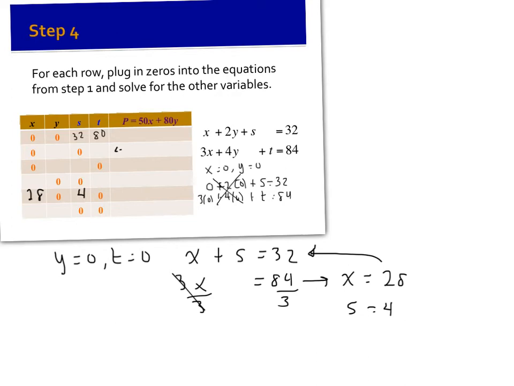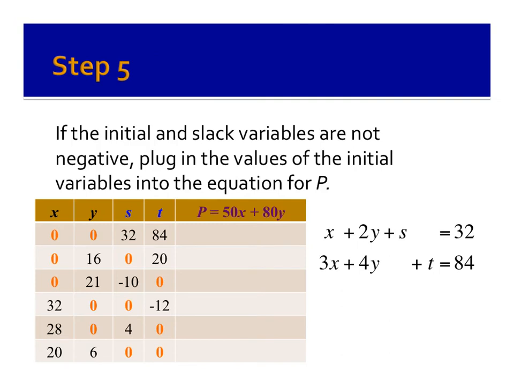Okay, well, welcome back. I'm glad you tried it. Now here we go. This is what you should have gotten. This is what the table should look like after you plug in the zeros that you find in each row into each equation. So now if the initial variables, that's these guys, and the slack variables, that's these two, are not negative, we plug in the values of the initial variables into the equation for p. What does that mean? Well, look at this first row. 0 is not negative, neither is 0, neither is 32 or 84. So that means what I'd like to do is plug in 0 and 0 into this p.